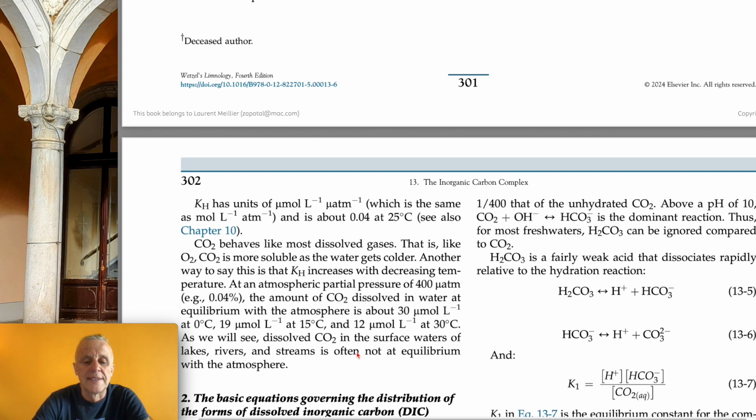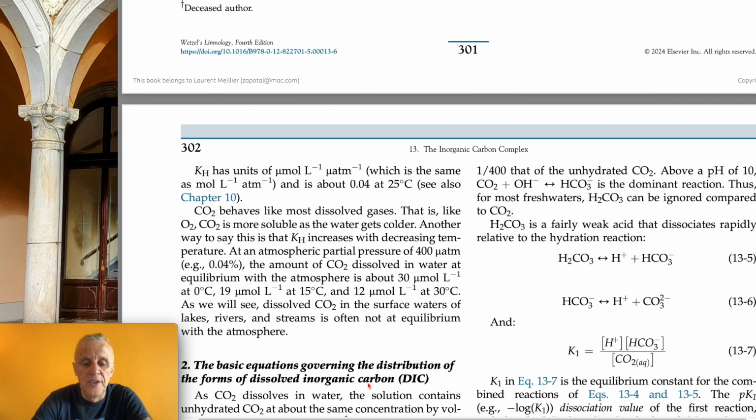CO2 behaves like most dissolved gases, that is, like oxygen. CO2, or carbon dioxide, is more soluble as the water gets colder. Another way to say this is that Kh increases with decreasing temperature. At an atmospheric partial pressure of 400 microatmosphere, for example 0.044%, the amount of CO2 dissolved in water at equilibrium with the atmosphere is about 30 micromoles per liter at 0 degrees, 19 at 15 degrees, and 12 at 30 degrees. So it's 30 micromoles per liter at 0 degrees, 19 micromoles per liter at 15, and 12 micromoles per liter at 30. So you can see a decrease in the value of Kh with increasing temperature.